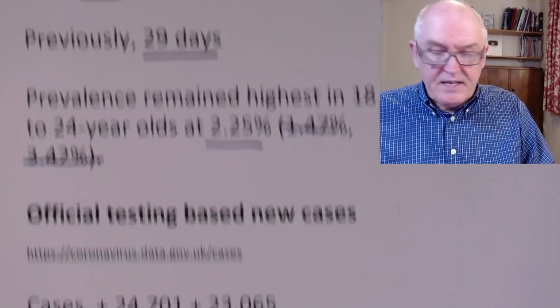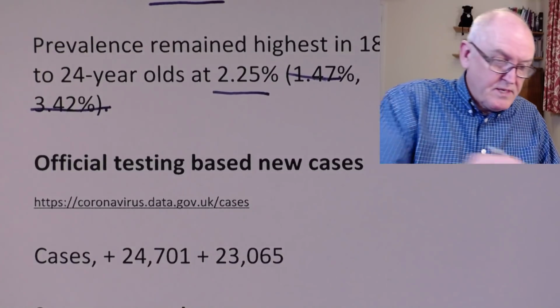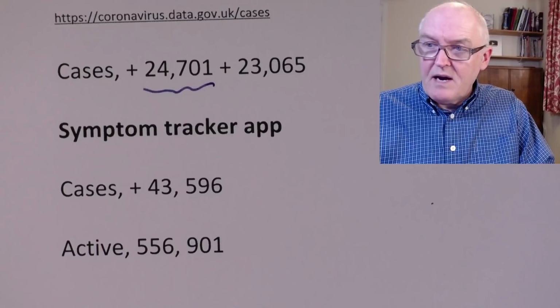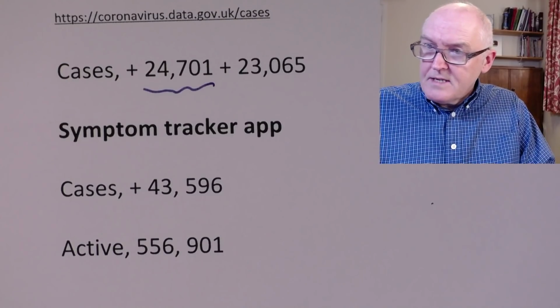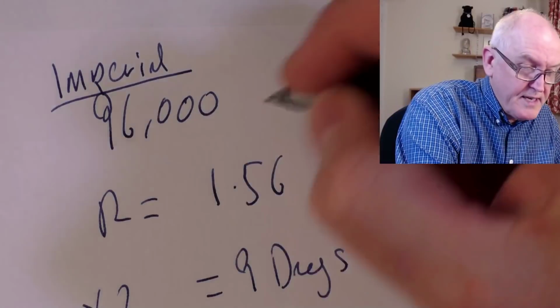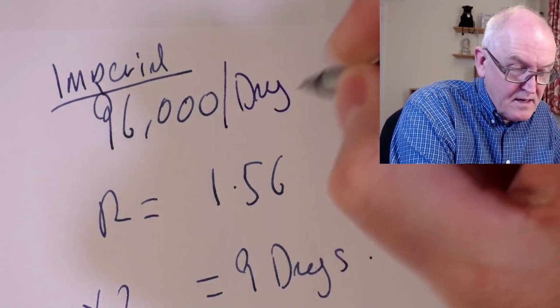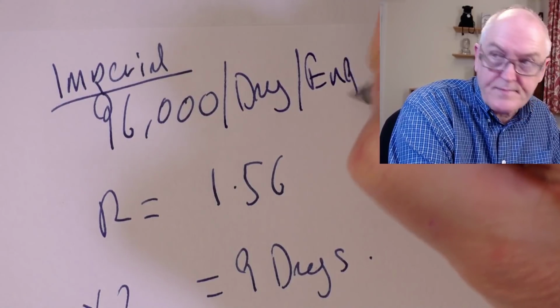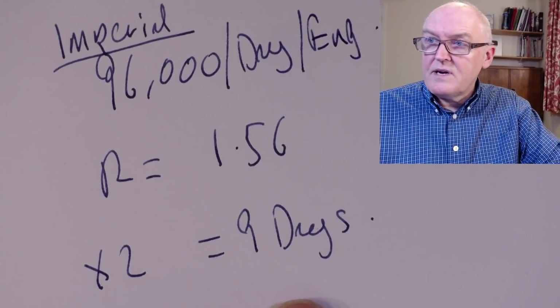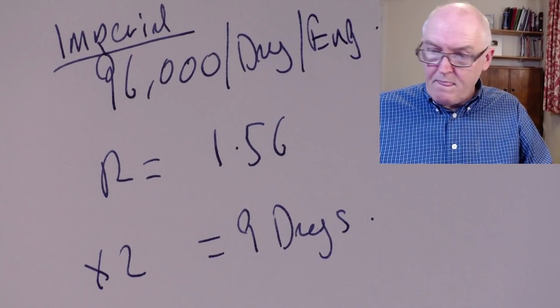Now, official testing, these are the numbers here, official testing, we know they're low, but these are the numbers from the COVID symptom tracker app here. So basically what we've looked at there, we've looked at the evidence from their paper that gives this information. So Imperial: 96,000 new cases per day in England alone, giving an R value of 1.56 and a doubling time of every 9 days is what they're saying.